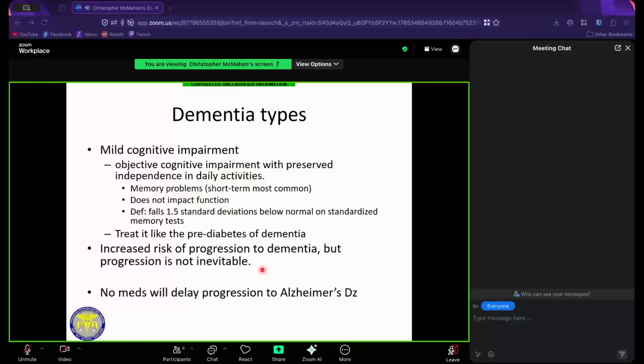Sorry if I misspoke a second ago. Still continue to treat these people symptomatically and give them the care they need. Just know this is going to progress over time. There's an increased risk of progression to dementia, but progression is not inevitable. Sometimes they may stay in mild cognitive impairment until the grave. That's okay too.